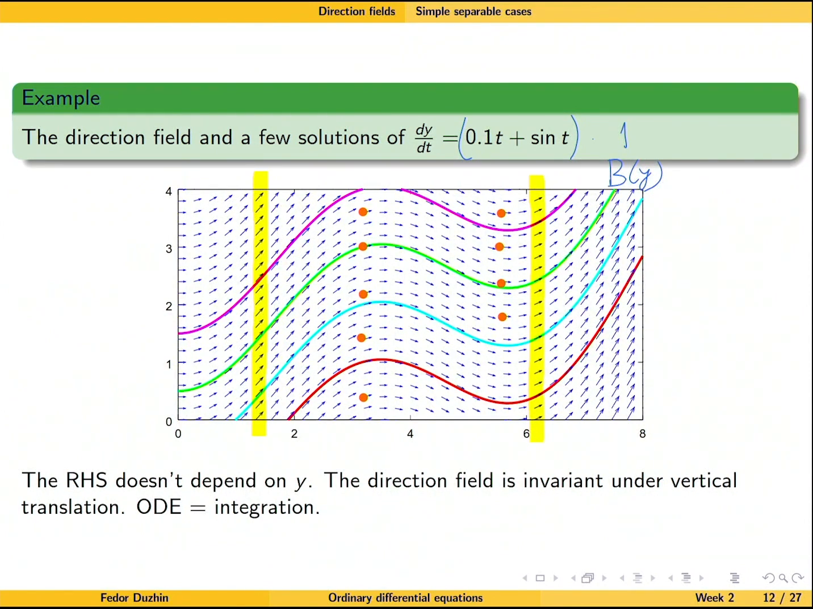Or you can imagine that you have two copies of this vector field. One is plotted on a paper and another one is plotted on a transparency. And then if you move the transparency up or down, then the arrows are going to coincide with arrows that are on paper. Alright, so this direction field is invariant under vertical translation. And if you see that the direction field is invariant under vertical translation, then you know that it comes from a differential equation where the right-hand side does not depend on y and is only a function of t.